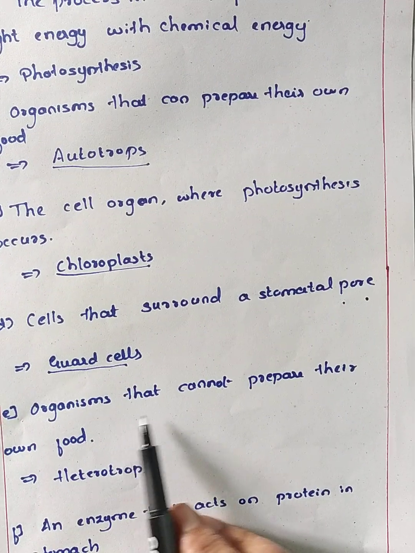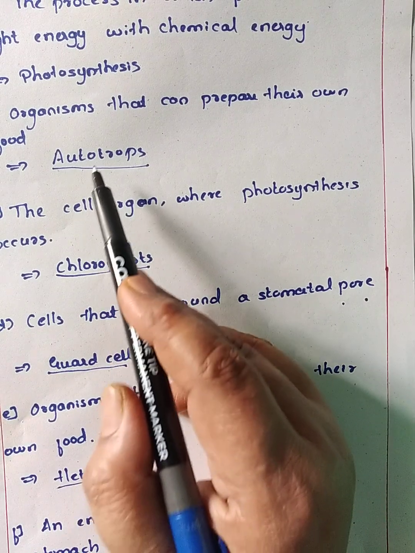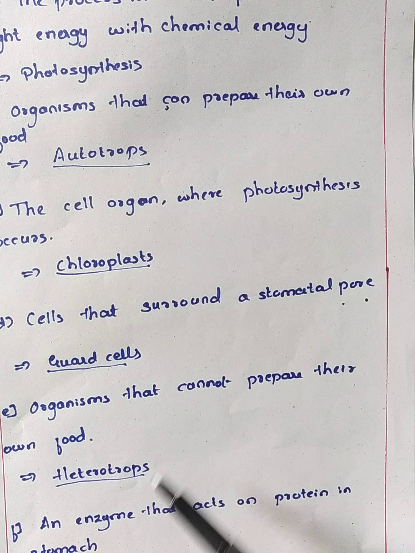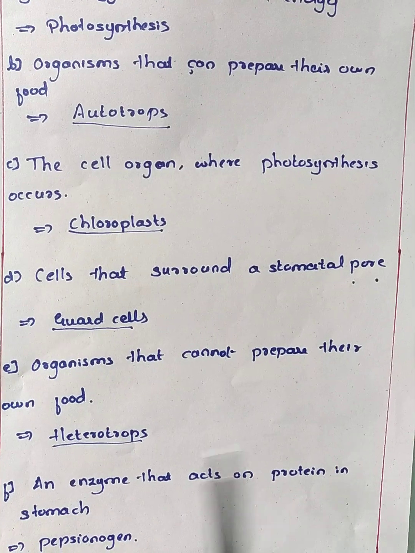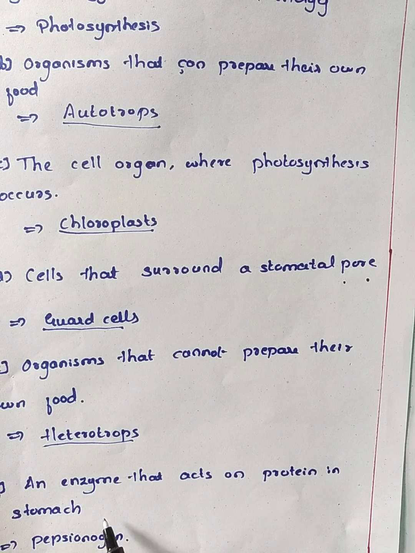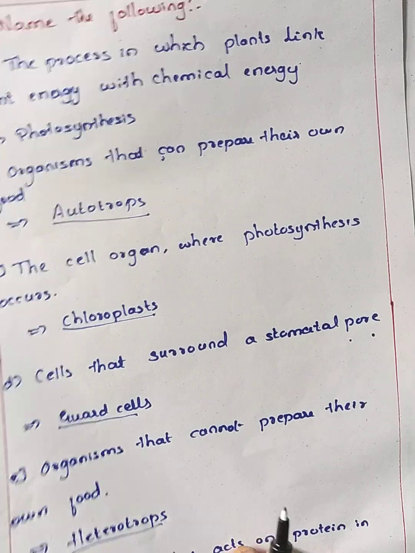Next is organisms that cannot prepare their own food, heterotrophs. Autotrophs prepare their own food and heterotrophs do not prepare their own food. Next one is an enzyme that acts on protein in the stomach, that is pepsinogen. Next question is, this is also a very important question.